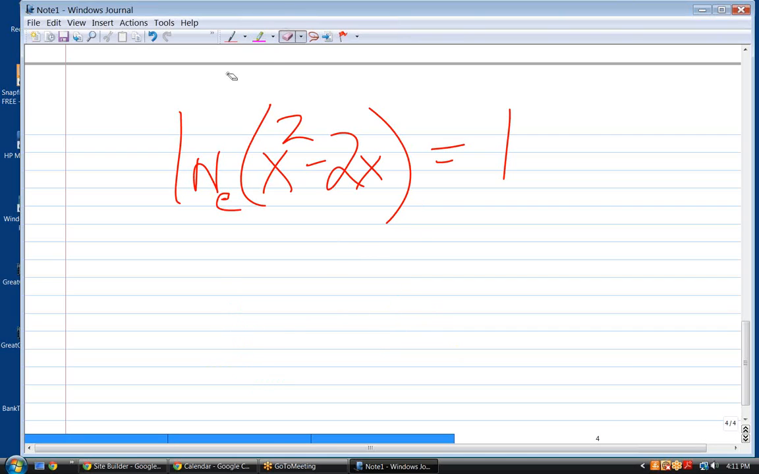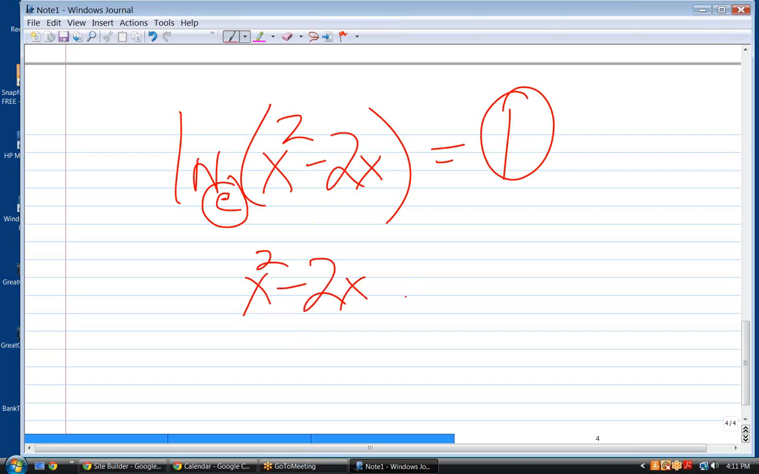Okay. So now put this in exponential expression. Then it would be x squared minus 2x minus 1 equals 0. No, we're going to take the number on the far left. Remember, e is just a number. We're going to raise it to the power of the number on the far right, and it's equal to the argument. So I have x squared minus 2x equals e to the 1.